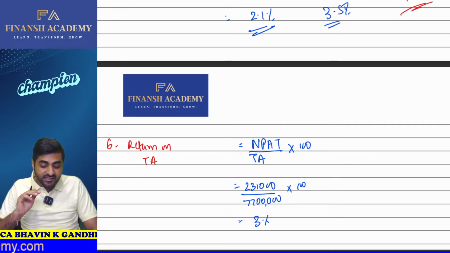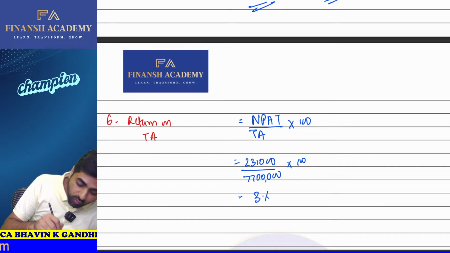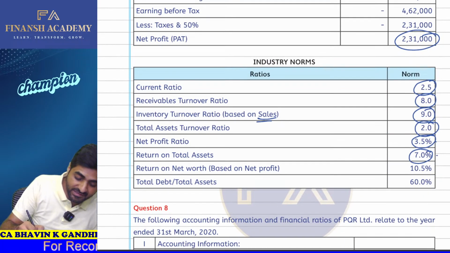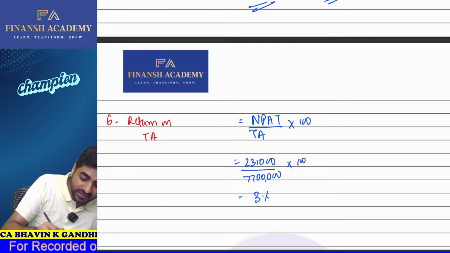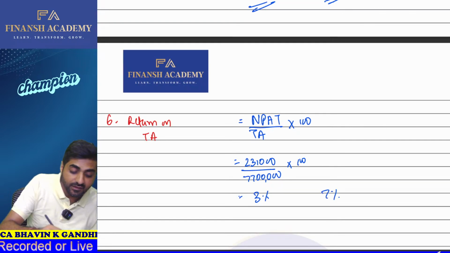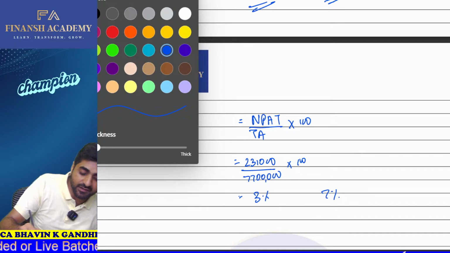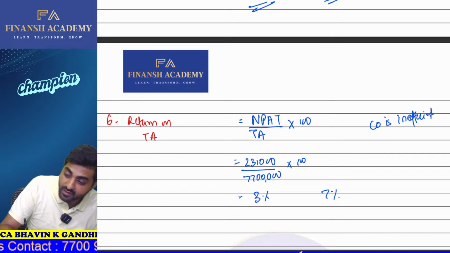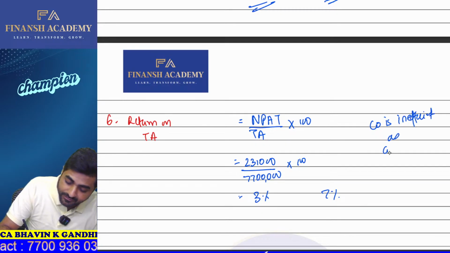And now, my dear students, if this comes out to be 3%, what is going to be your industry? Your industry return is 7%. So again, the same analysis. Company is inefficient as compared to the industry.